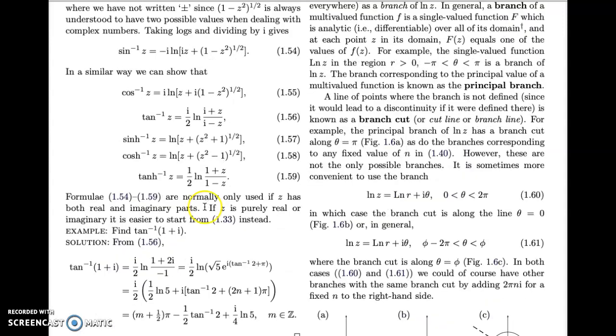Okay, so let's now do an example. Inverse tan of 1 plus i. So we use this formula here and just plug everything in. It's fairly straightforward. So we've got i over 2 times log of i plus 1 plus i, which gives you 1 plus 2i, and i minus 1 plus i. The i's cancel and you've just got minus 1 at the bottom. So we've now got this number here, log of minus 1 minus 2i.